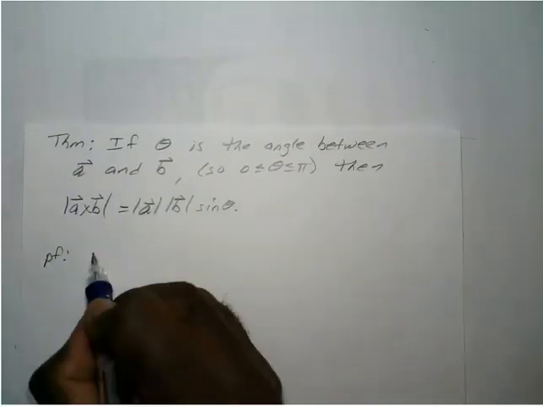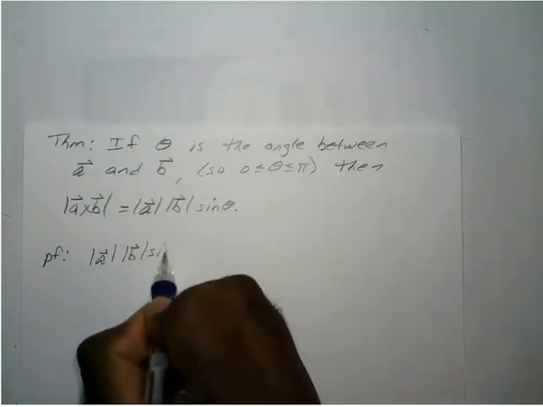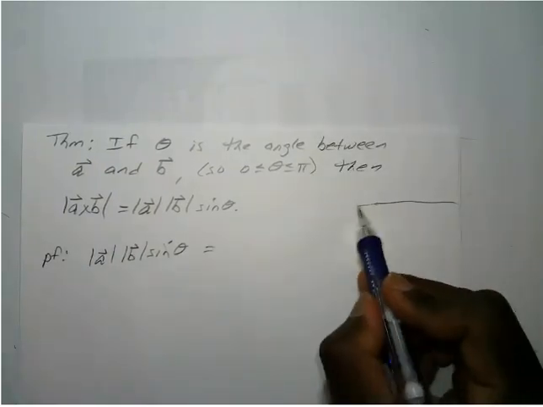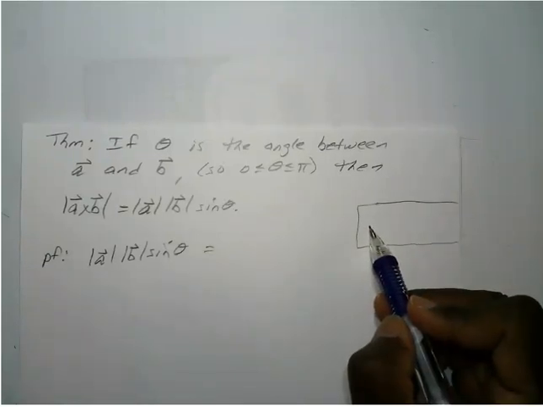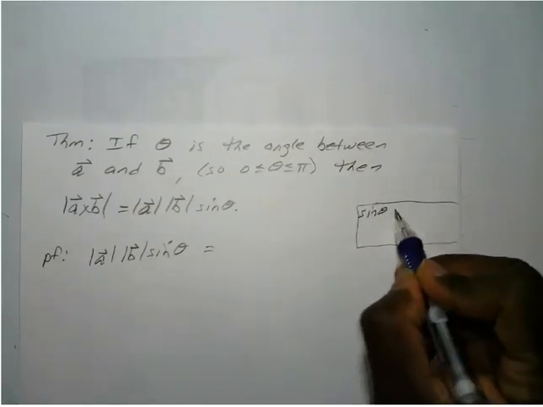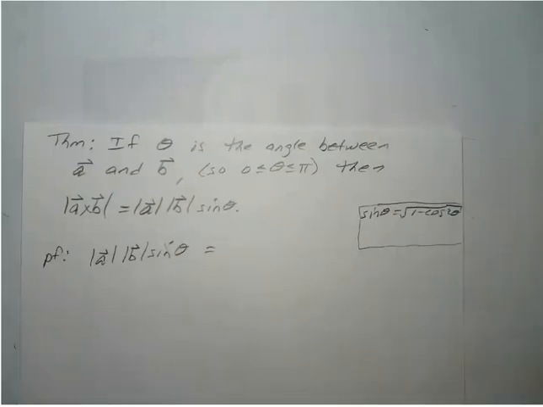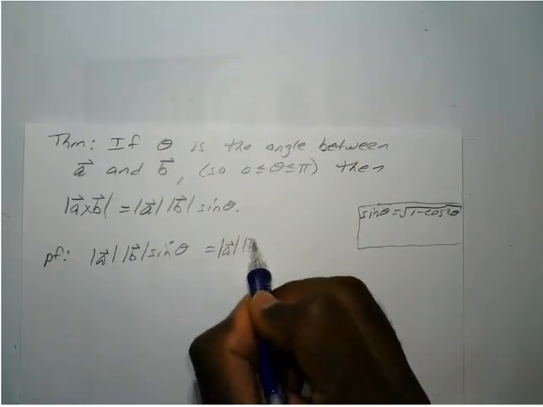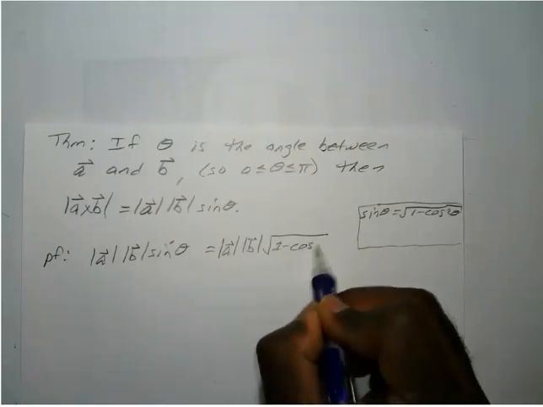Okay, so starting with the right, we'll see the magnitude of A times the magnitude of B times sine of theta. We know that sine squared theta equals 1 minus cosine squared of theta. So if we square root that, sine of theta equals the square root of 1 minus cosine squared of theta. You go back to your trig identities. Okay, so that's the magnitude of A times the magnitude of B times the square root of 1 minus cosine squared theta.